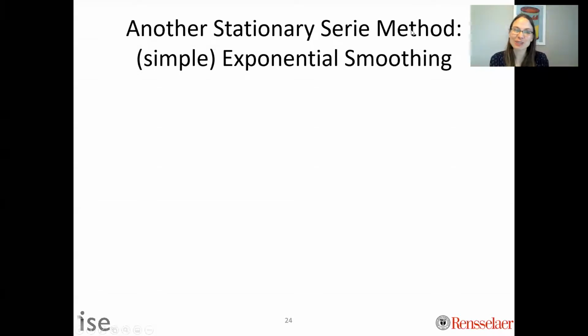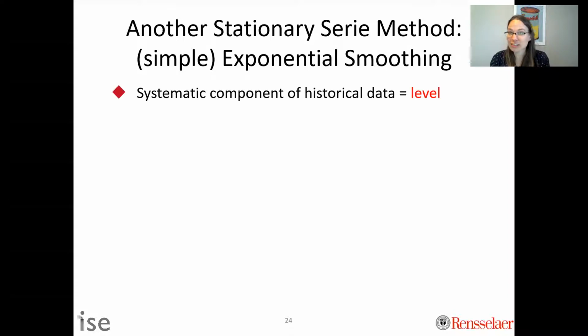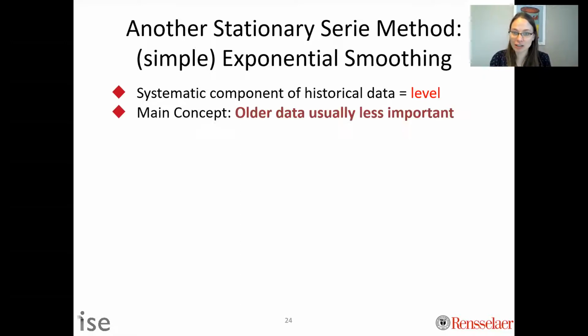So this video explains another stationary series method, which is sometimes called simple exponential smoothing or sometimes just exponential smoothing. Because it's an appropriate stationary series method, the only systematic component that you found in your historical data was level. If that's the case, this is an appropriate method.